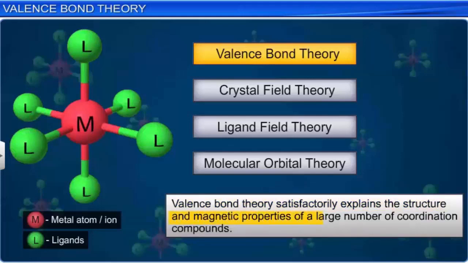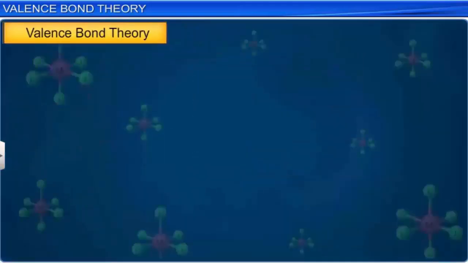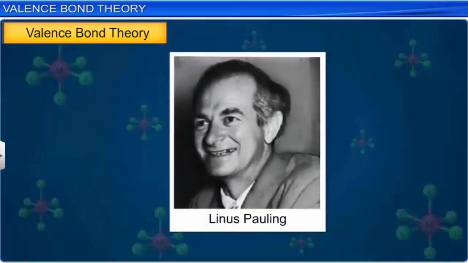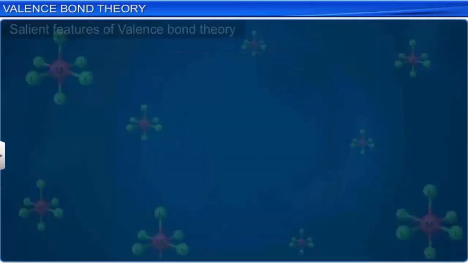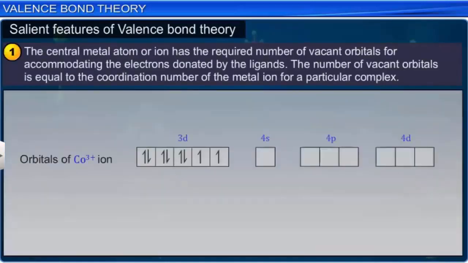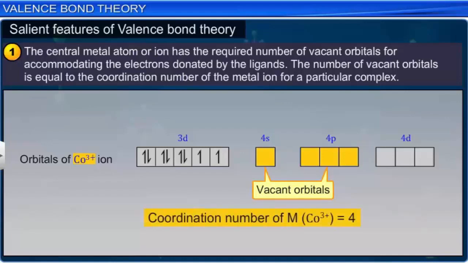Valence bond theory satisfactorily explains the structure and magnetic properties of a large number of coordination compounds. This theory was proposed by Linus Pauling. Let us study some of the salient features of valence bond theory. First point, the central metal atom or ion has the required number of vacant orbitals. These vacant orbitals accommodate the electrons donated by the ligands. The number of vacant orbitals is equal to the coordination number of the metal ion for a particular complex.